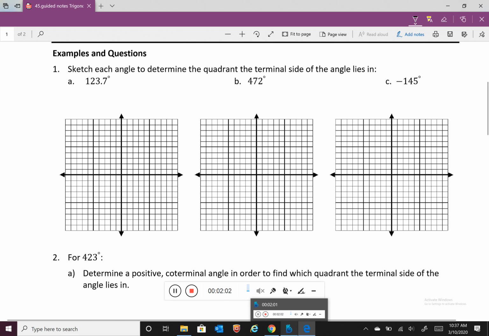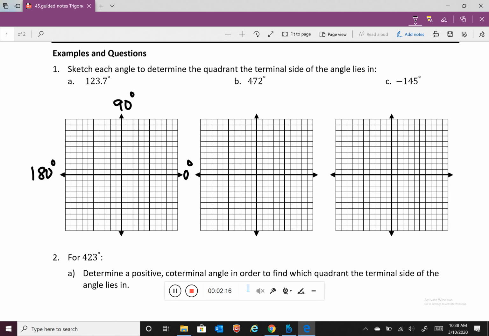So our first example, you're asked to sketch 123.7 degrees. Now remember, initial side starts at 0 degrees, and then we have 90, 180, 270, and then a full rotation, we're at 360. So if I start at the initial side, I'm at 0 degrees and going in the positive direction. And I know to go in the positive direction because this is positive 123 degrees. But I have to go past 90 degrees, but not as far as 180 degrees. So it is about there. So the terminal side of my angle lies in quadrant 2.